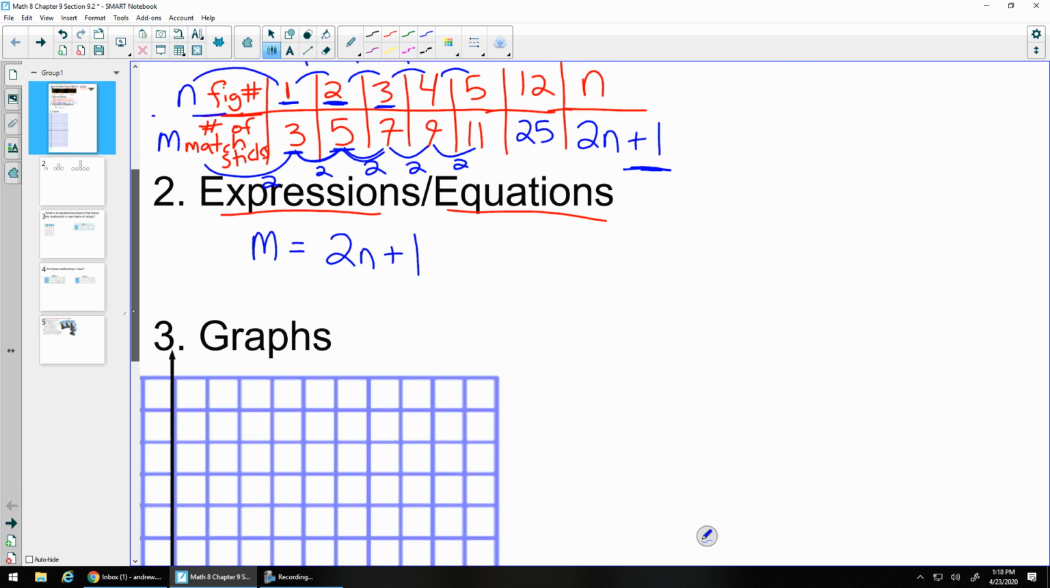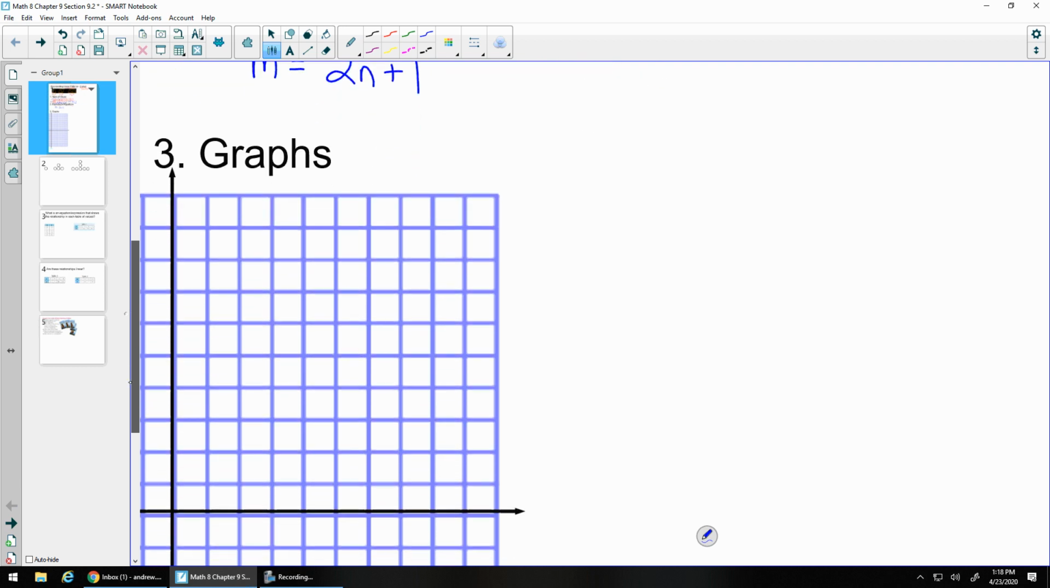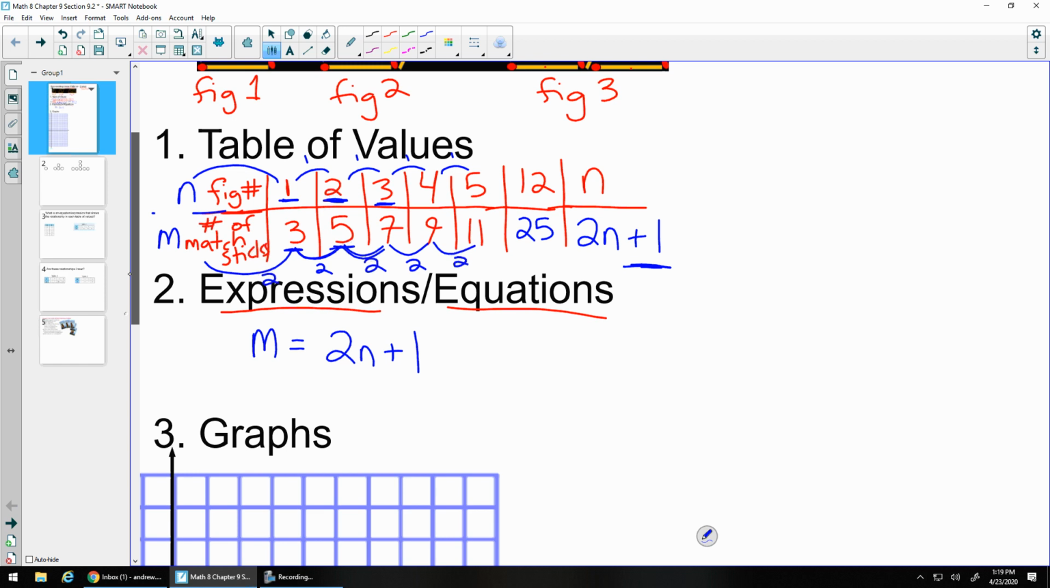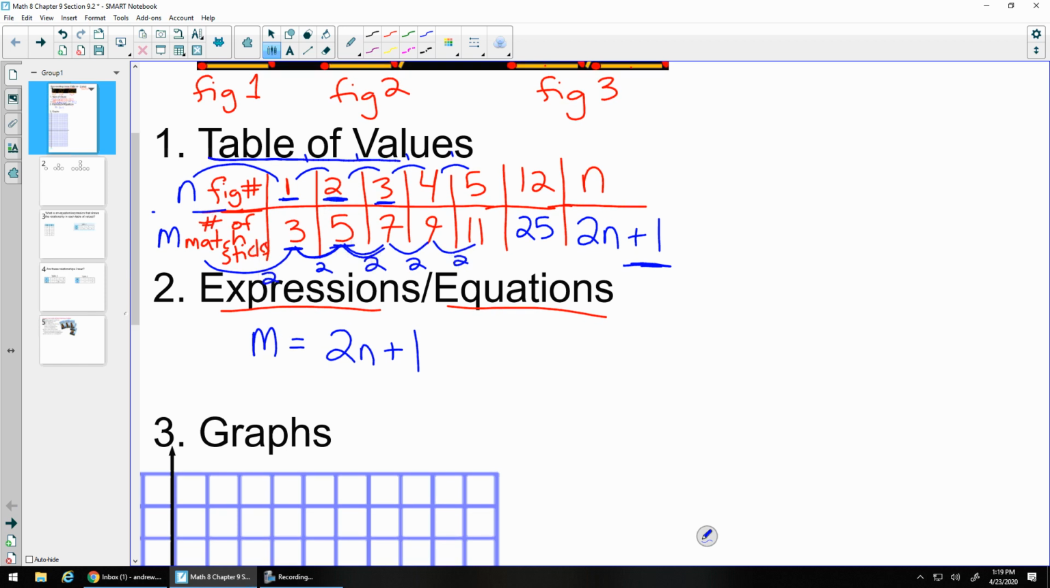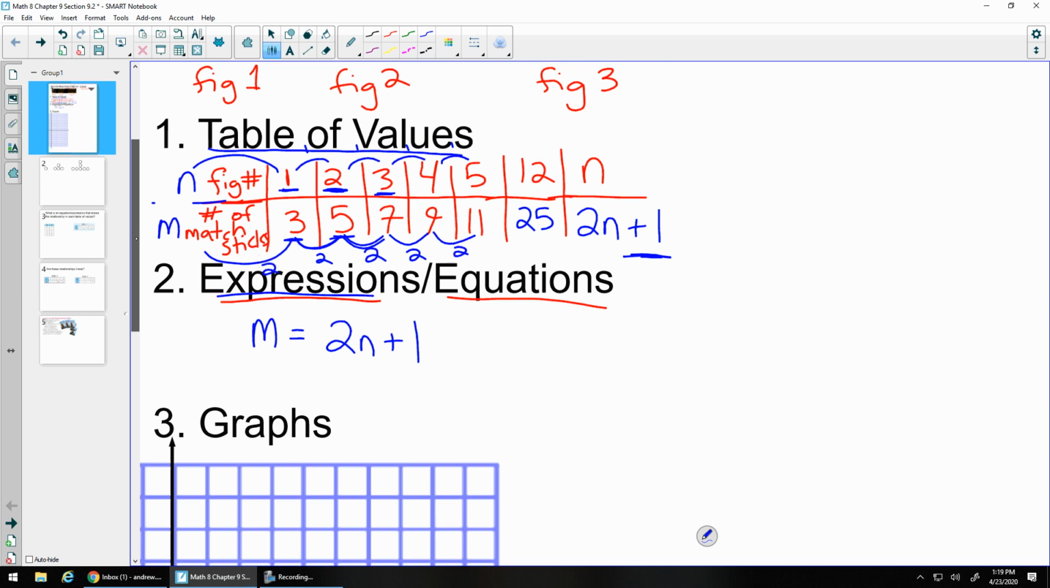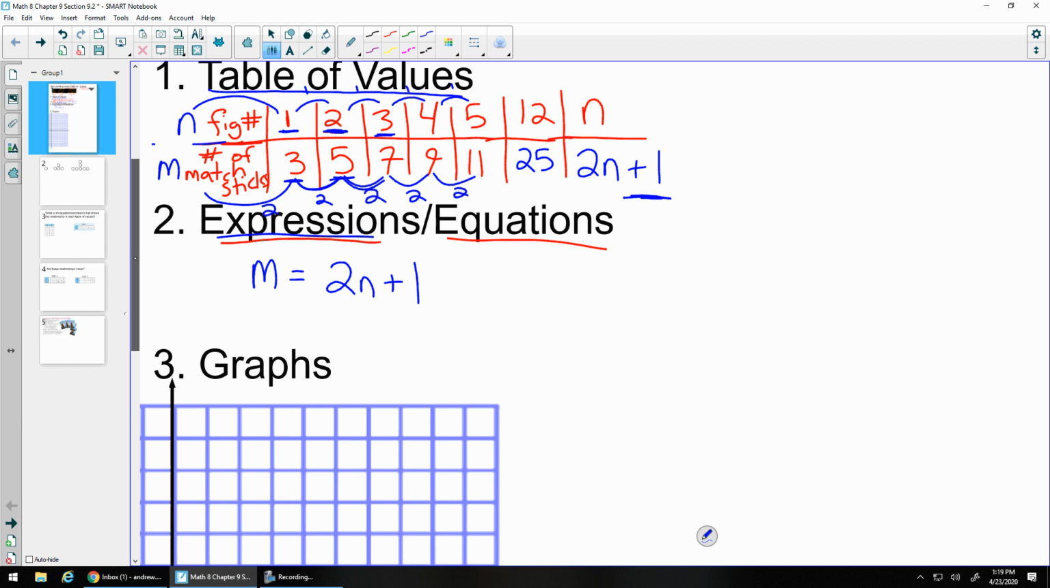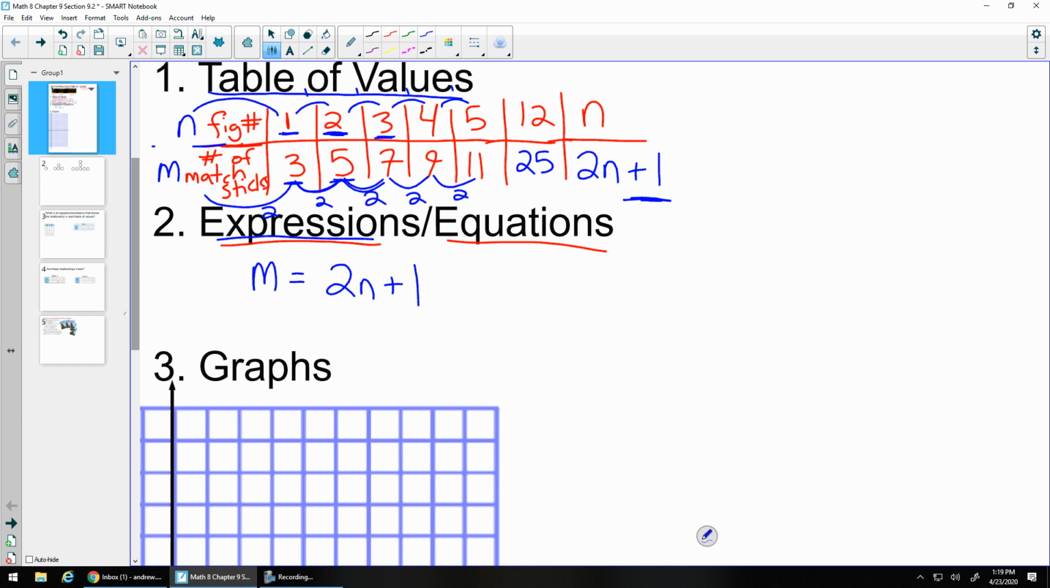Okay, the third way that we can show this relationship is with a graph. So again, using our table of values. So making a table of values from a pattern is very useful, very important, because it's how we can find the expression. It's also how we can make our graph. So each one of these numbers together, and sorry that this is getting so messy, but each one of these numbers together, the figure number and the number of matchsticks that goes with it, those make ordered pairs. Pairs of numbers that go together.